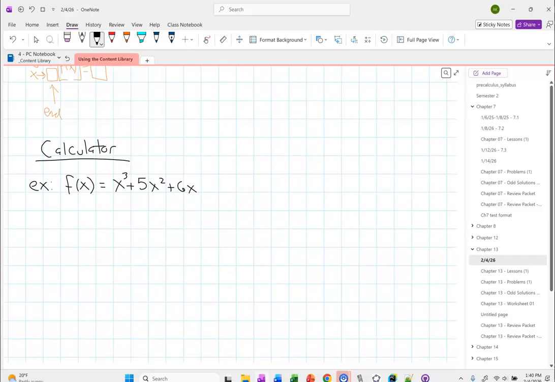So let's say we have this polynomial function. And I want you to write for me the zeros, the extrema, and the end behaviors. We'll use our calculator to do most of this work, okay?